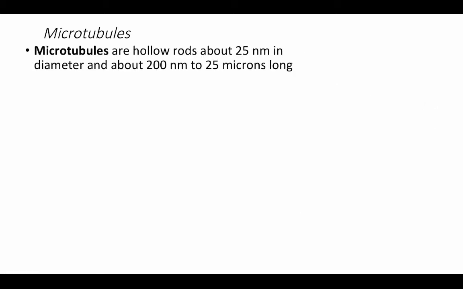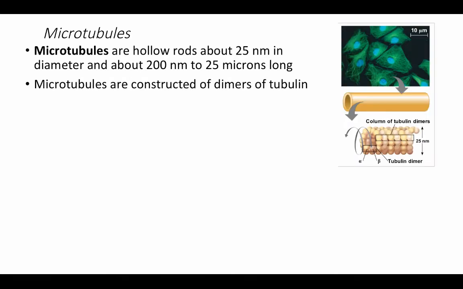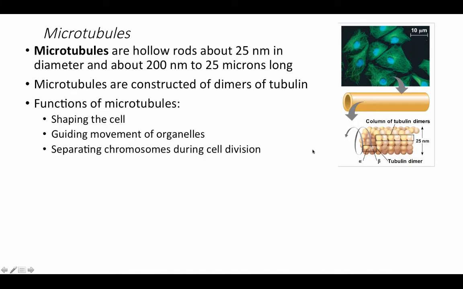So I want to talk about three different kinds of cytoskeletal elements. The first are microtubules. So microtubules are the largest of the cytoskeletal elements. They're hollow rods about 25 nanometers in diameter and about 200 nanometers to 25 microns long, depending on the size and shape of the cell. Microtubules are constructed of dimers of a protein called tubulin. And so there's an alpha and beta unit to this tubulin dimer, and then these are going to polymerize together into this spiral shape to form a hollow tube.